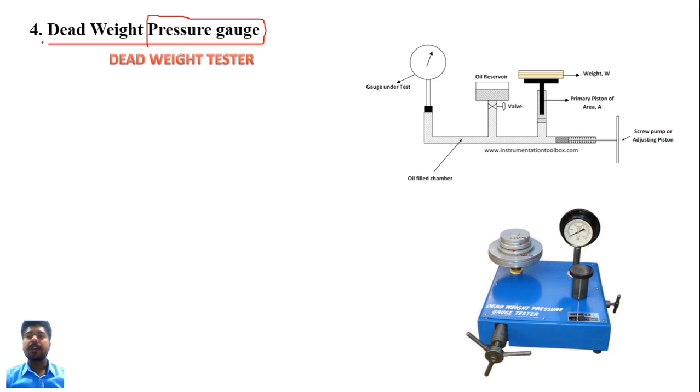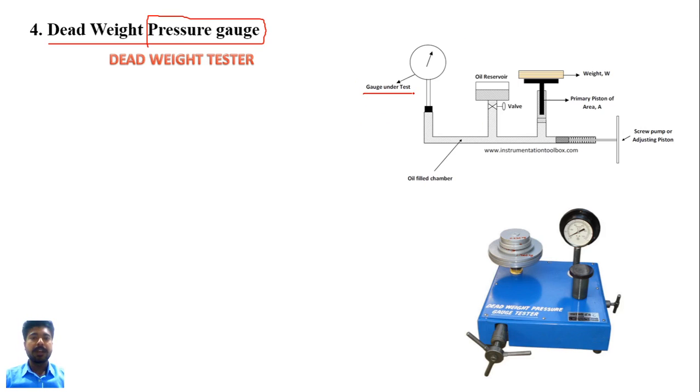So it is one kind of calibration device which is used to calibrate this pressure gauge. Okay, so this dead weight pressure gauge, or the second name is the dead weight pressure tester. So let's see the components of this pressure tester.